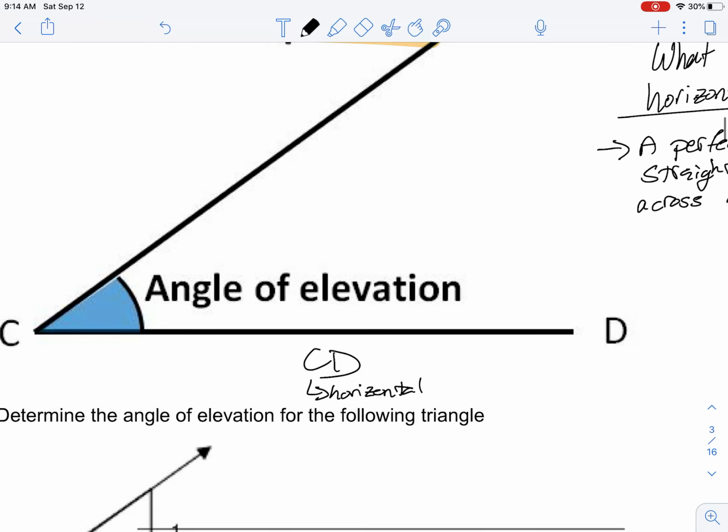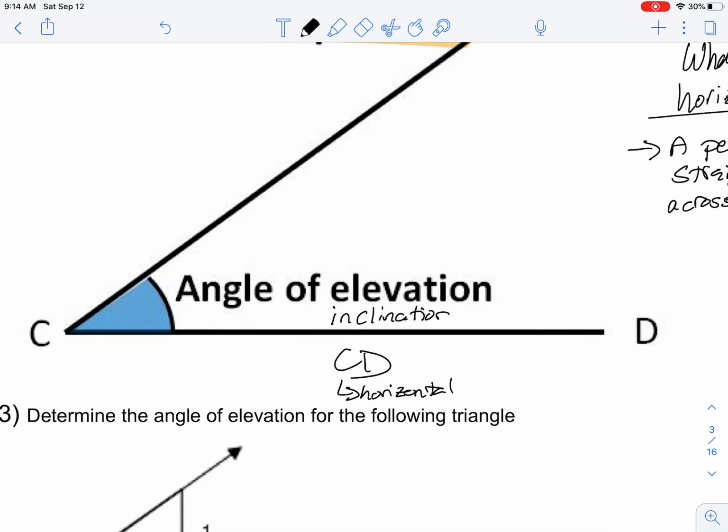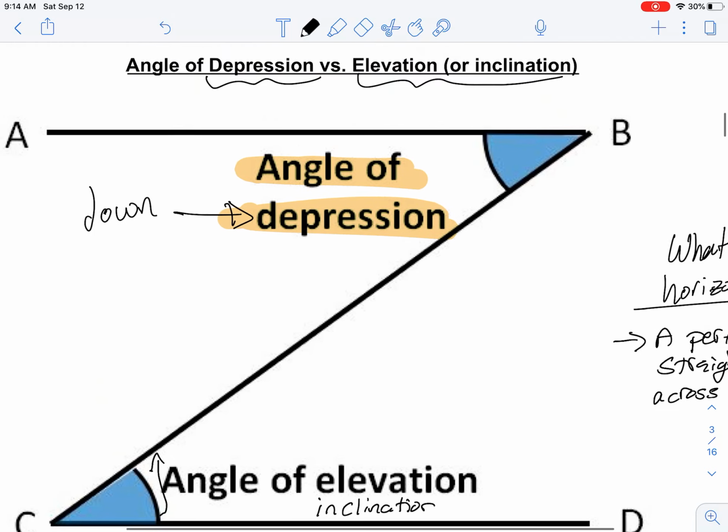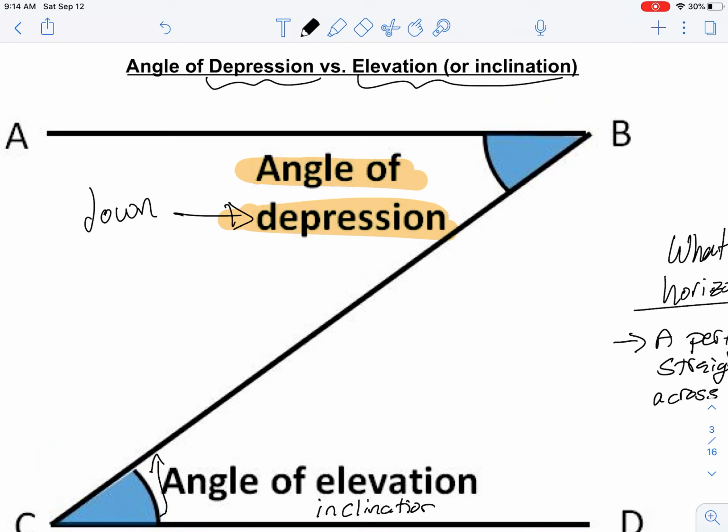And if we wanted to talk about the angle of elevation, think of elevation as going up. Another way is inclination. The angle of inclination here would be the line from the horizontal up to the nearest line. The angle of depression would be from the horizontal, so A to B is the horizontal in this case, and the angle of depression would be the angle that's created going down.